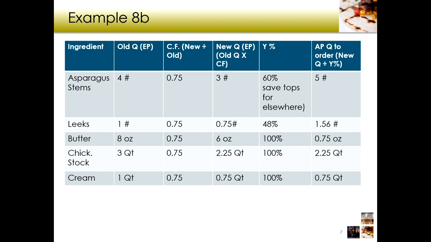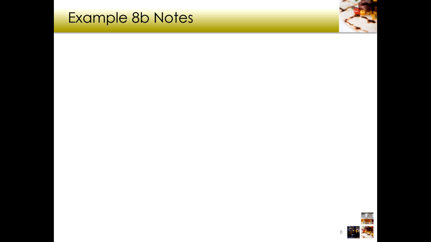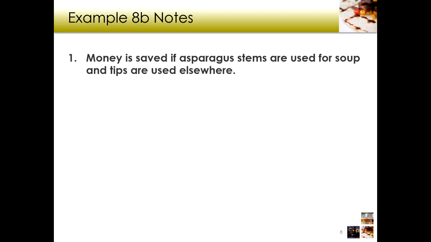And here's the completed chart up above, right? Obviously, with the asparagus stems, we're going to save the tops to use, you know, maybe they're cut with our steak dinner or something like that, right? We're not going to throw them in the garbage, right? A few notes on that, right? Obviously, money saved: asparagus stems are used for soup and the tips are used elsewhere.